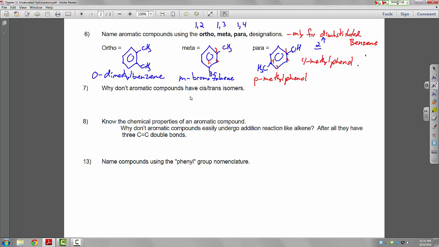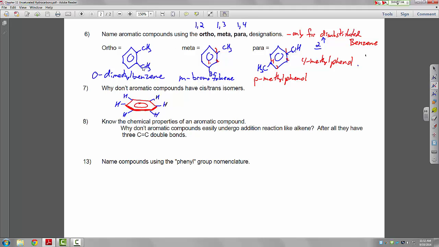Why don't aromatic compounds have cis-trans isomers? After all, they've got all those double bonds, right? Well, the thing about benzene, and for reasons I won't get into, benzene is a flat molecule. You'll talk about this in the text. They talk about hybrid orbitals and whatnot, and these are all sp2 hybrid carbons. Oh, I need a circle in the middle here, don't I? So it's a flat molecule.